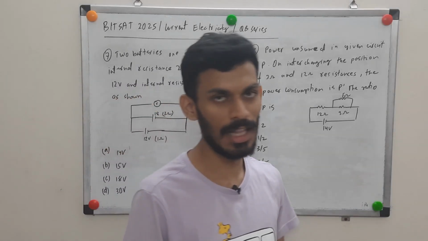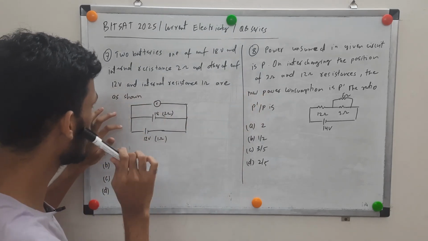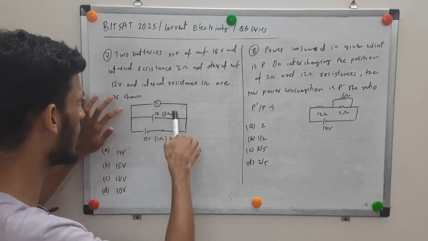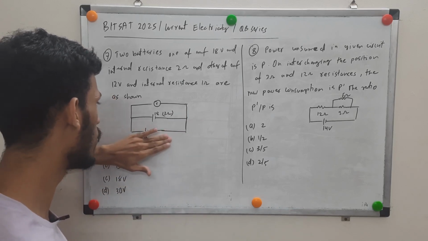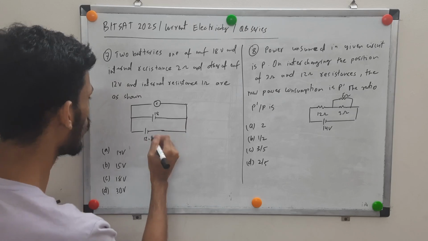So question 7 and 8 over here. In question 7, we are given two battery arrangements, 18 volts and 12 volts. Now keep in mind they have internal resistance. One has 2 ohms and one has 1 ohm. So this might not even be shown in the question. Here I've shown it, but please read the question carefully.